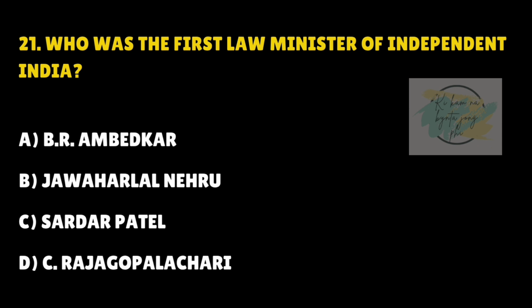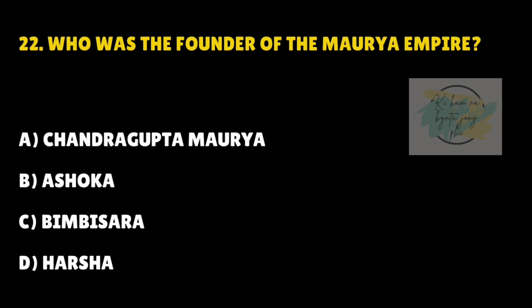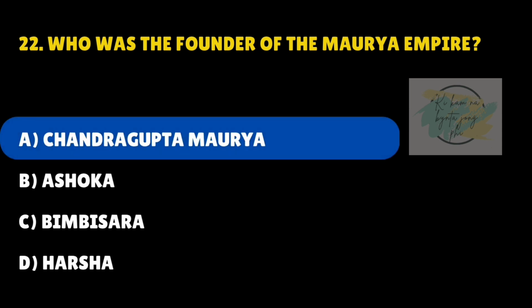Who was the first law minister of independent India? Answer is A. B. R. Ambedkar. Who was the founder of the Maurya Empire? Answer is A. Chandragupta Maurya.